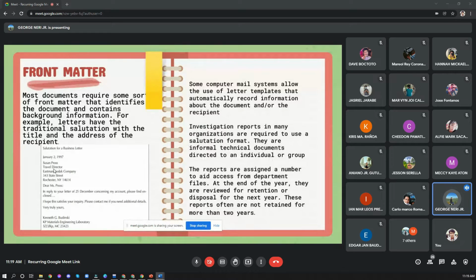So, some computer mail systems allow the use of letter templates that automatically record information about the document and/or the recipient. So, investigation reports in many organizations are required to use a salutation format. They are informal technical documents directed to the individual or group. The reports are assigned a number to aid access from department files. At the end of the year, they are reviewed for retention or disposal for the next year. These reports often are not retained for more than 2 years.